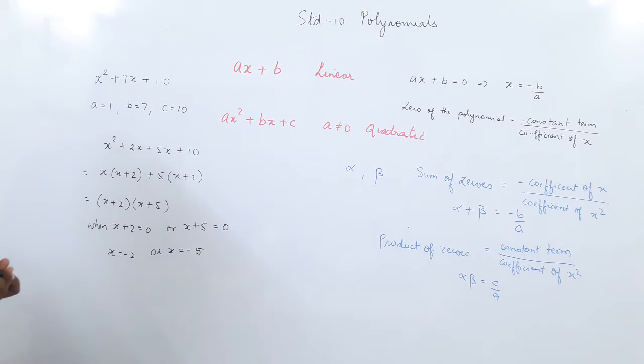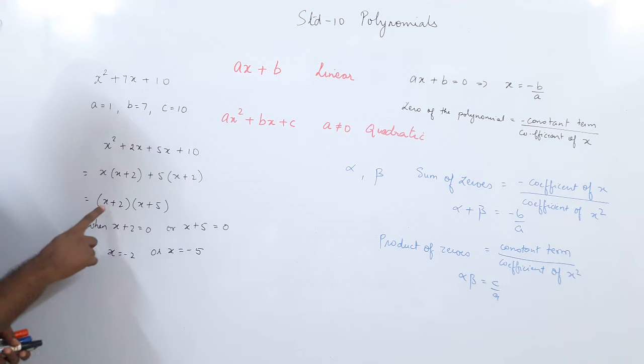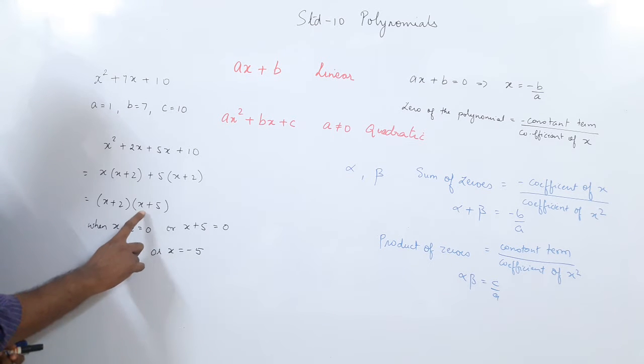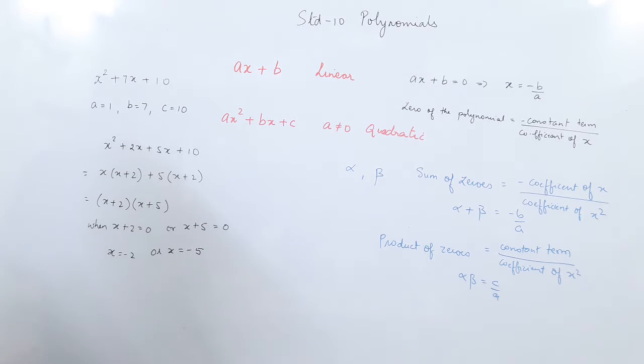So you can see here, if you put x equal to minus 2, then minus 2 plus 2 becomes 0, and 0 into anything is 0. If you put x equal to minus 5, then minus 5 plus 5 becomes 0, and 0 into anything is 0. So we have found the two roots of this quadratic polynomial, minus 2 and minus 5. So say one is alpha and one is beta.